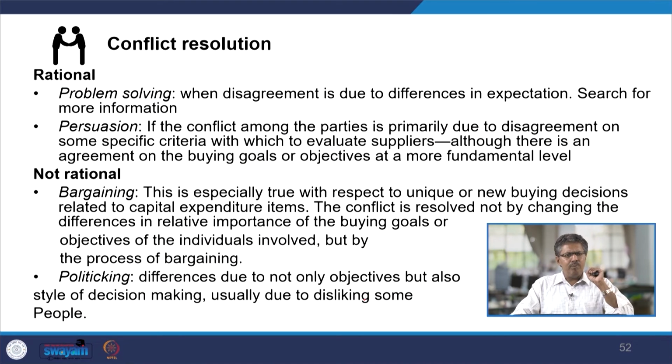And the last one is a completely irrational thing. Even bargaining sometimes is not good. So, that is why I have kept it in the not rational category. The last one is a completely not rational thing. What happens here? Now, the differences arise not only due to the objectives, but also due to the style of the decision making.